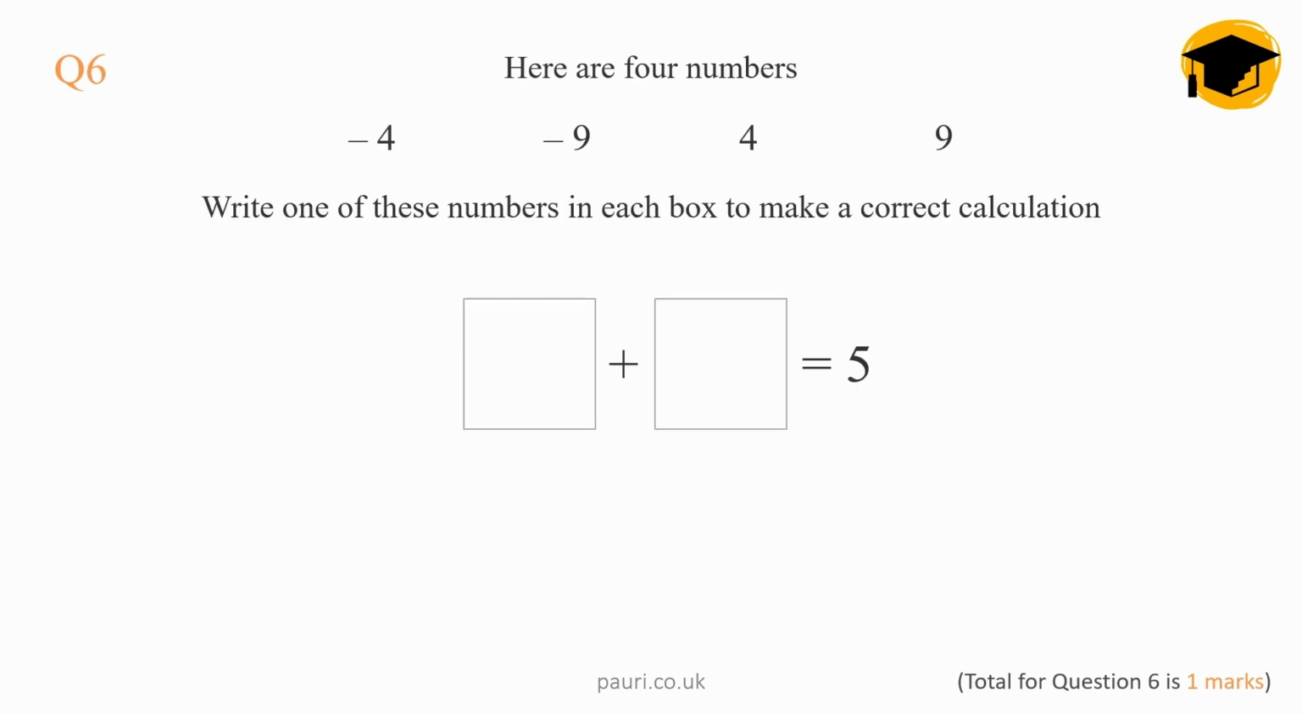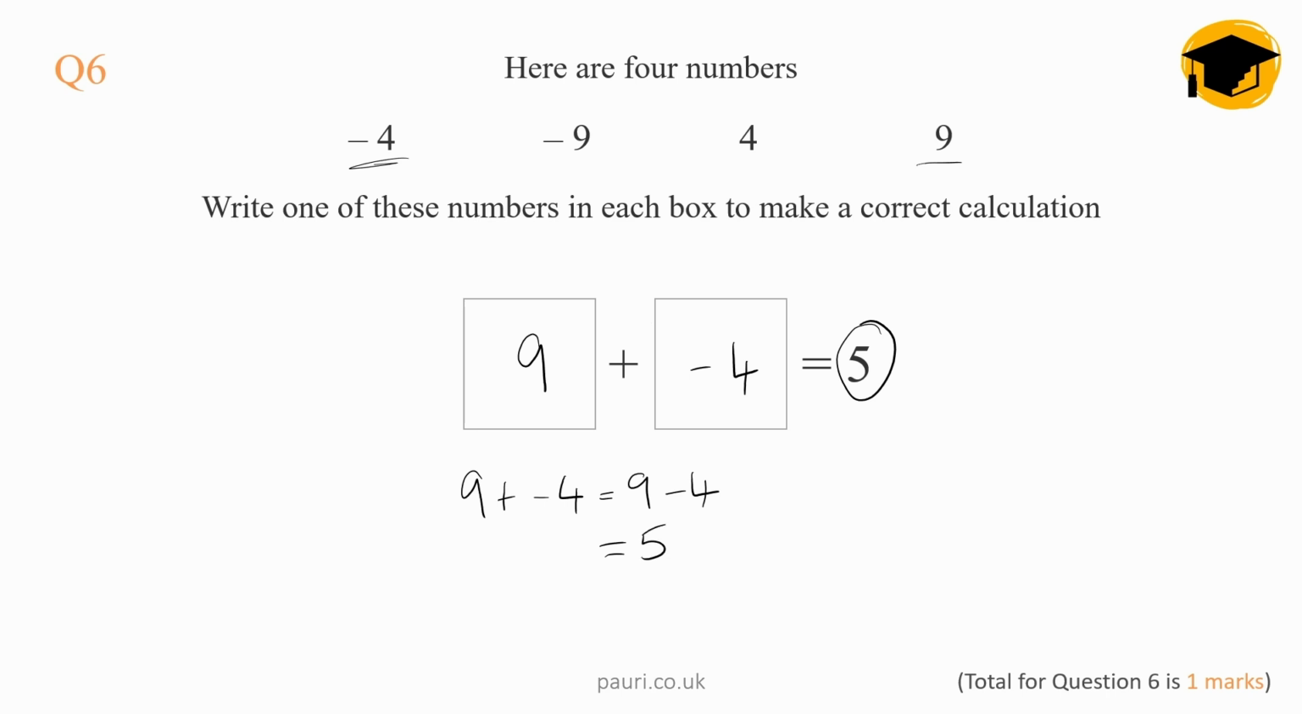Here are 4 numbers. Write one of these numbers in each box to make a correct calculation. So we want to get to +5. We can do 9 minus 4. That will get us to 5. And we can check that if you're not sure. 9 plus -4. Plus and a minus is a minus. 9 minus 4 is 5.